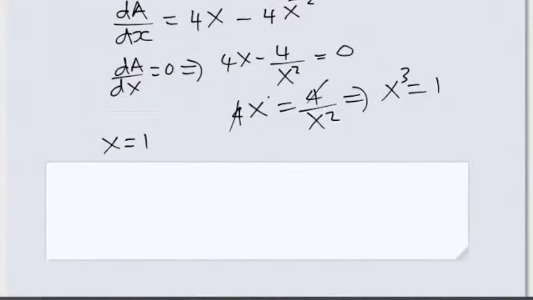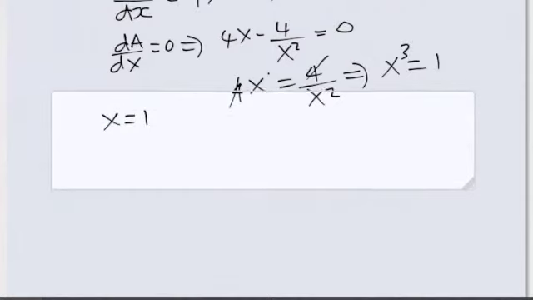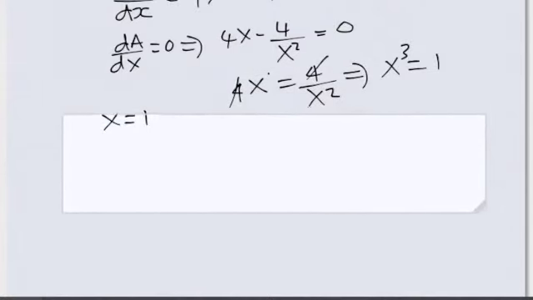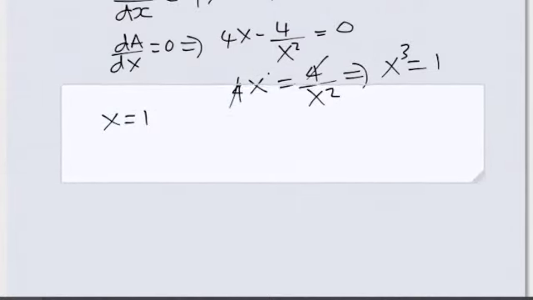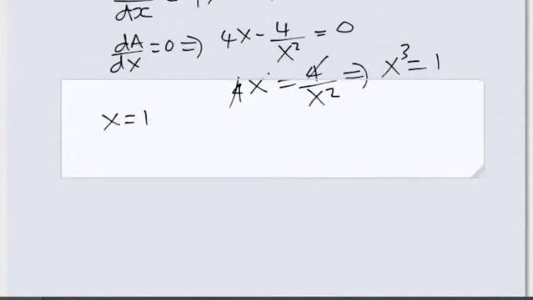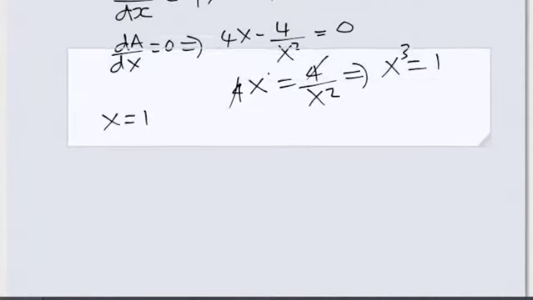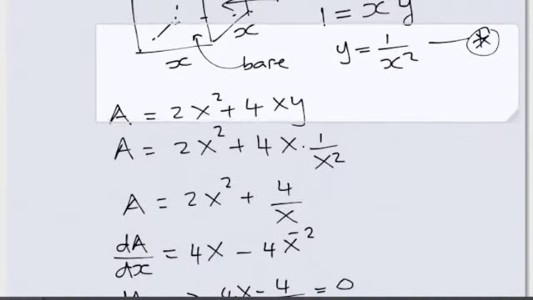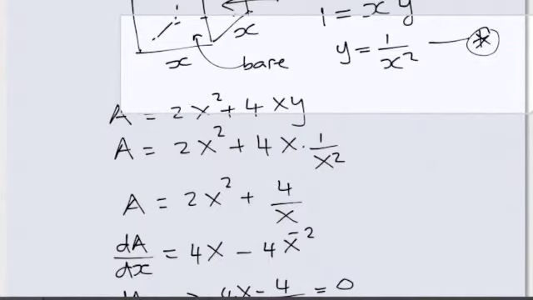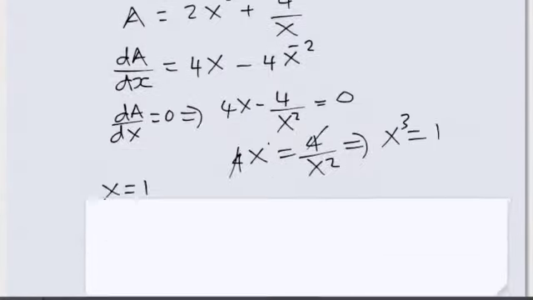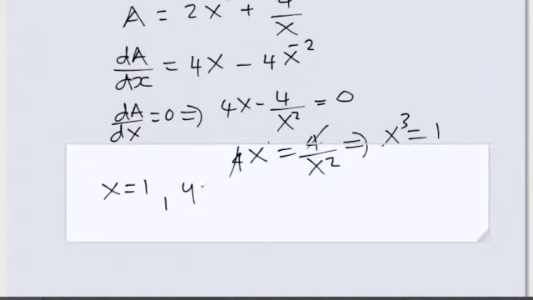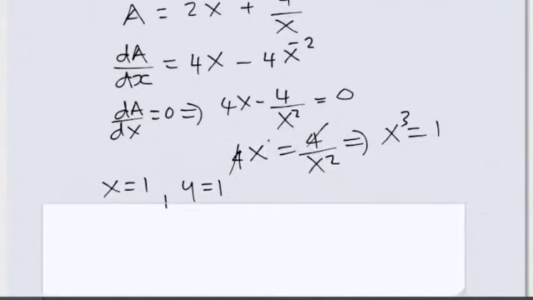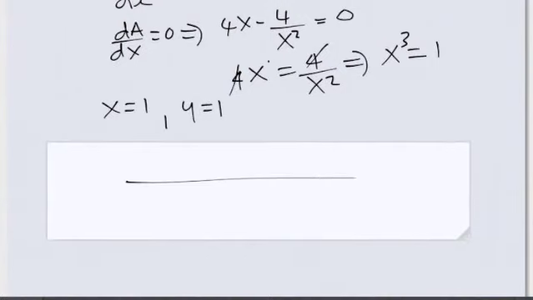So we now need to verify if x equals 1 is in fact a minimum. We need to verify if x equals 1 minimizes A. But before that, when x equals 1, we know according to this equation that y also has to be 1. So x equals 1 and y equals 1 are the dimensions. Now we need to verify that x equals 1 in fact minimizes A.